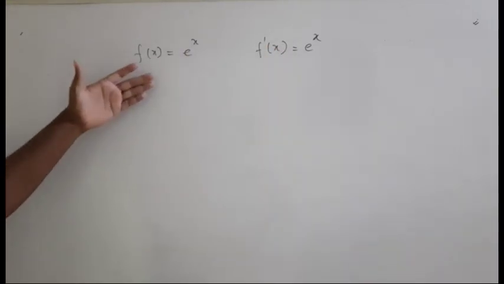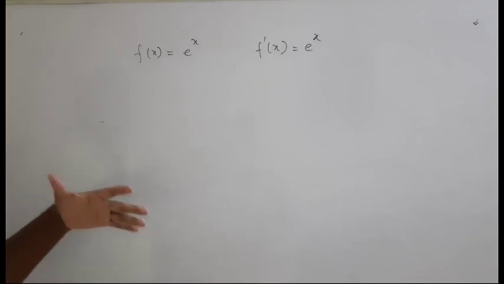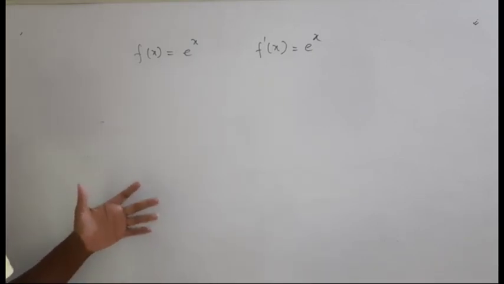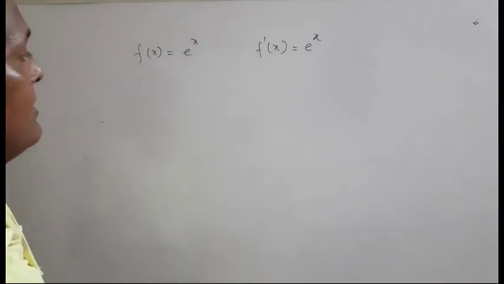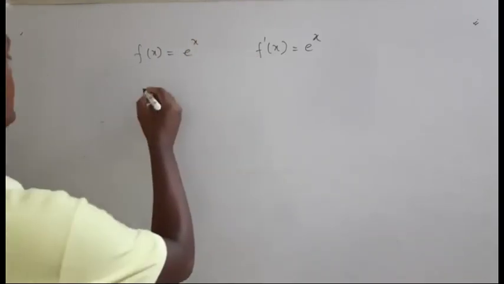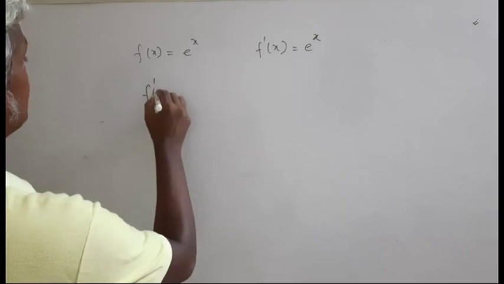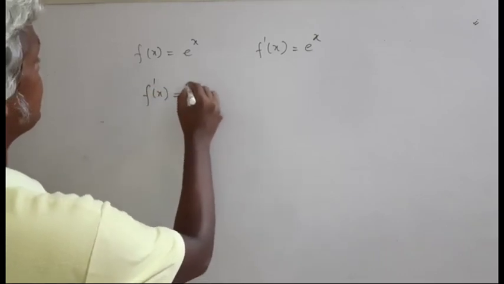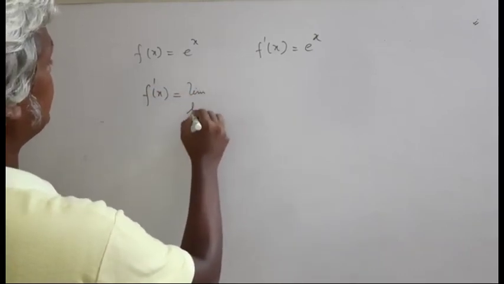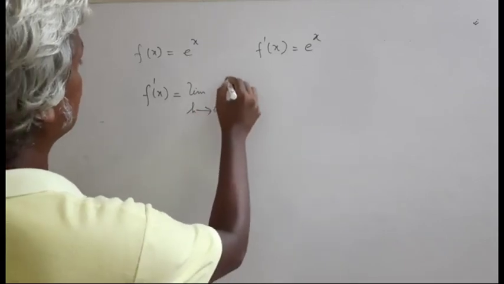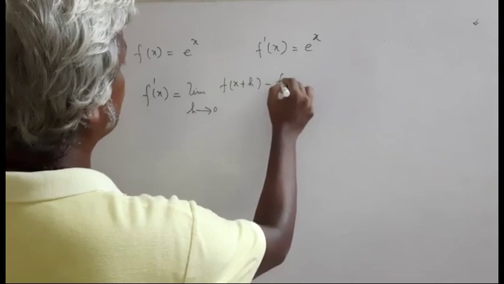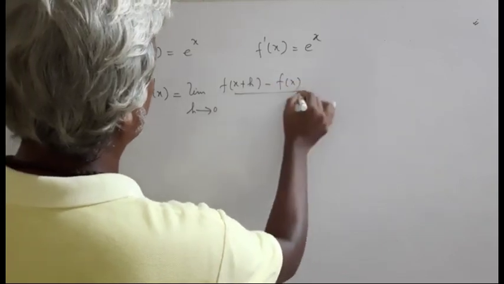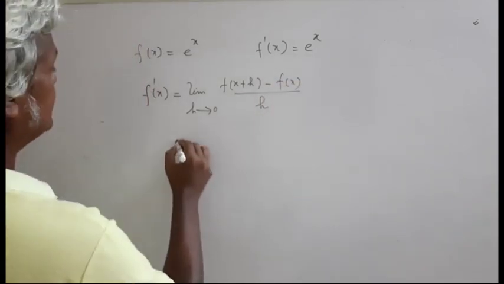Now people say that you can just learn this formula by heart, but those who are keen to understand the concepts of mathematics should know how this formula has come up. So again for that we will be using the first principle method. So f dash x is limit h tends to 0, f(x plus h) minus f(x) over h.